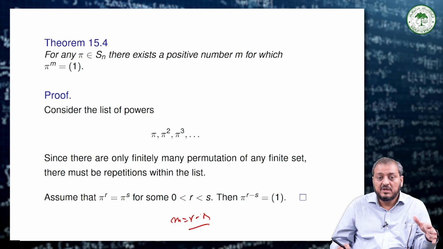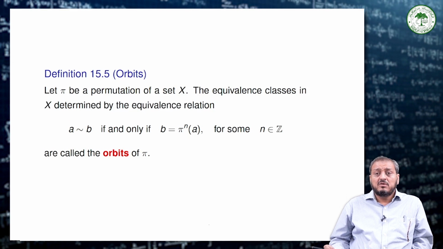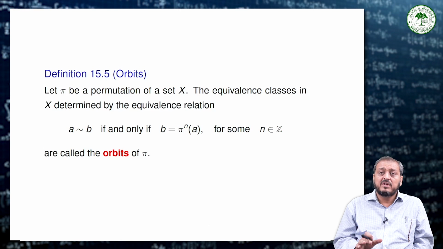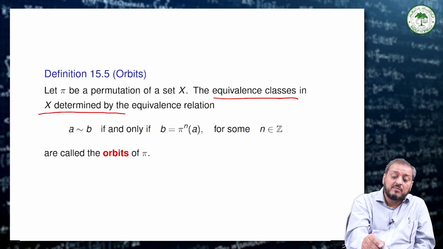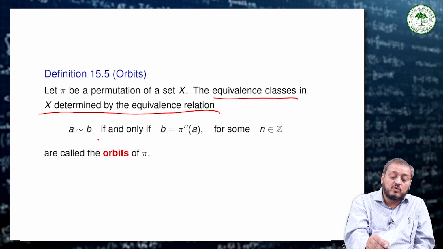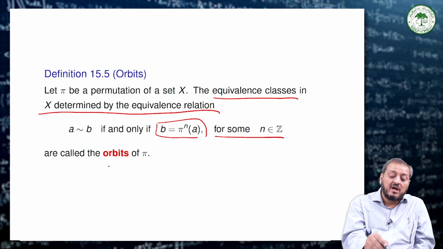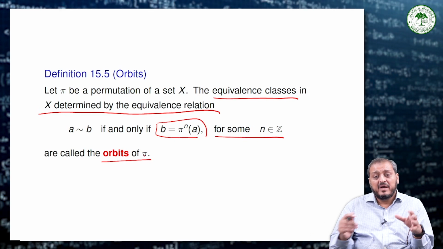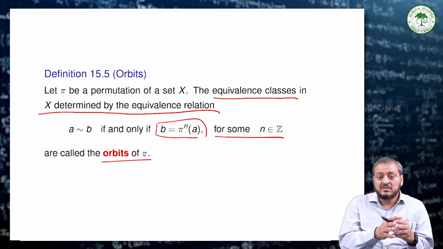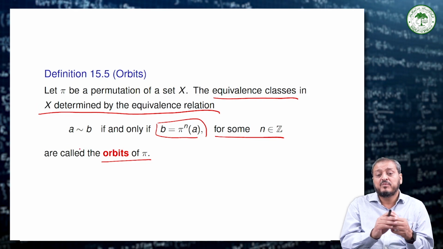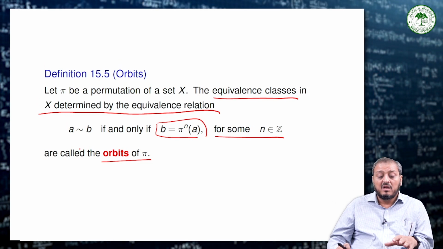Now we move to the next definition for permutations, the orbit. So what is an orbit? Let π be a permutation of a set X. The equivalence classes in X determined by the equivalence relation, A is related to B if and only if B can be written as π to the power n of A for some n belonging to the integers Z, are called the orbits of π.